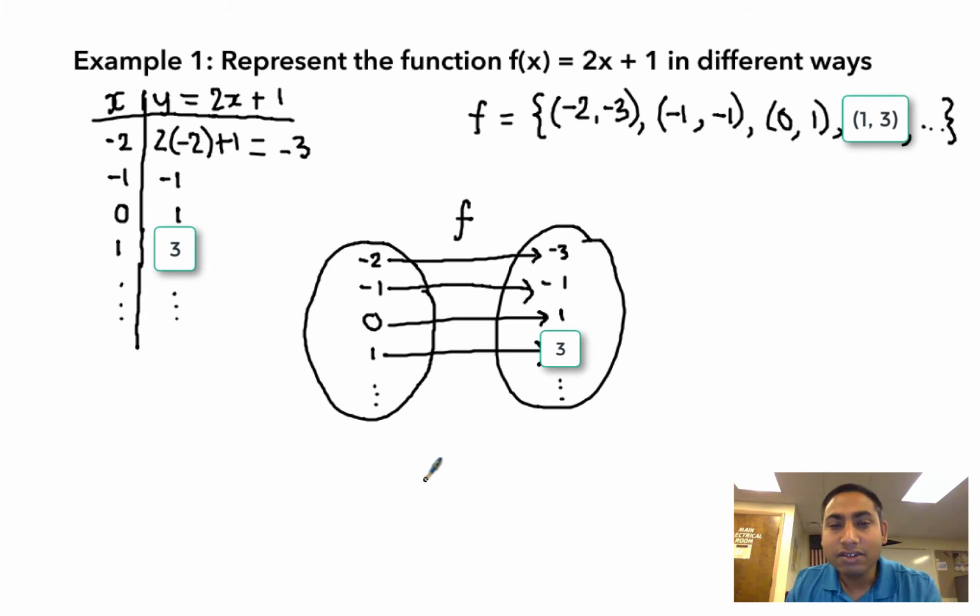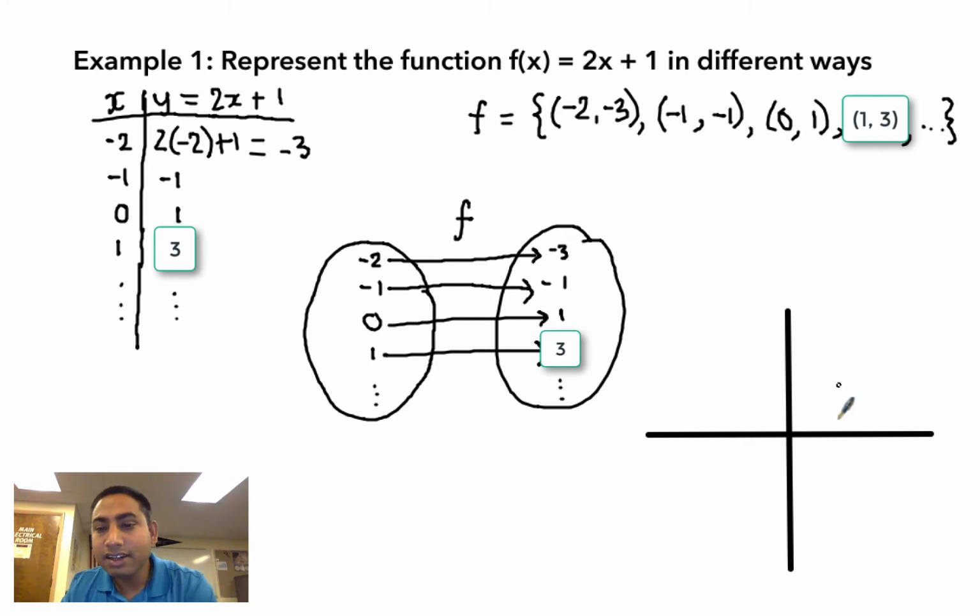And then the last one we're going to take a look at is representing this function as a graph. For that, we're going to need a grid. Alright, so we've got the grid here. Let me scale these x and y axes here. So I'm going to go 1, 2, 3, 4, 5. 1, 2, 3, 4, 5. So that's going to be -5.